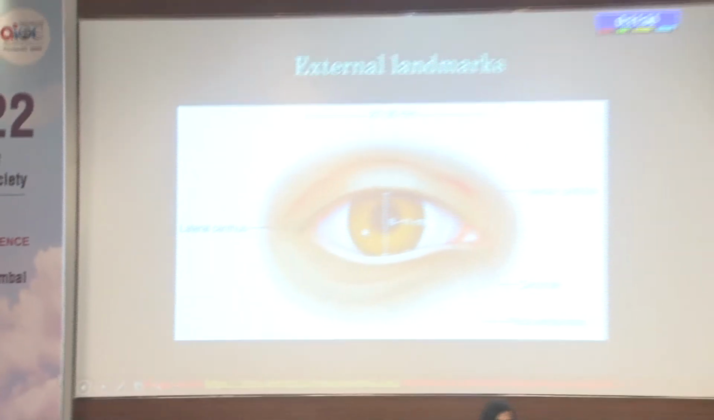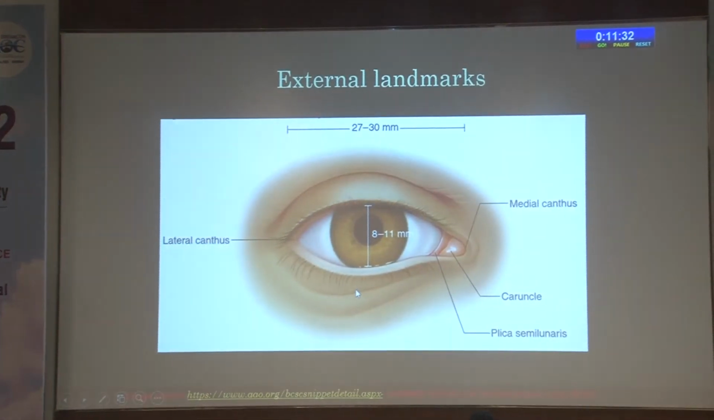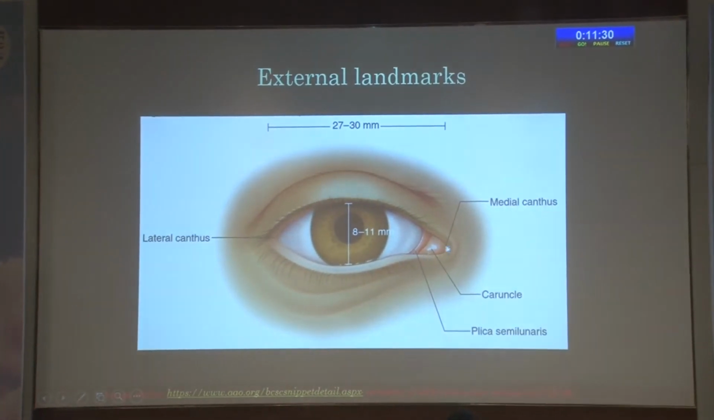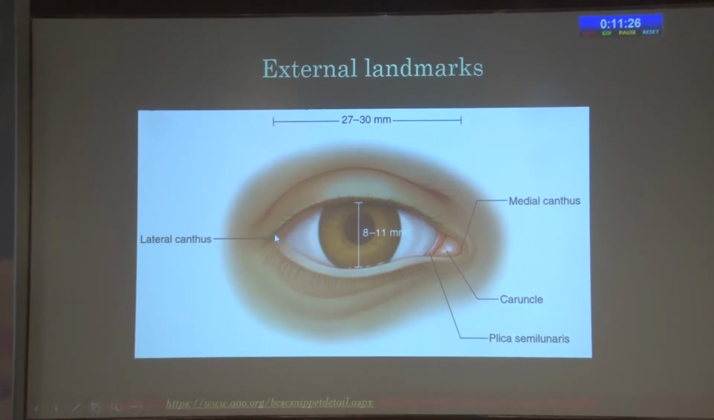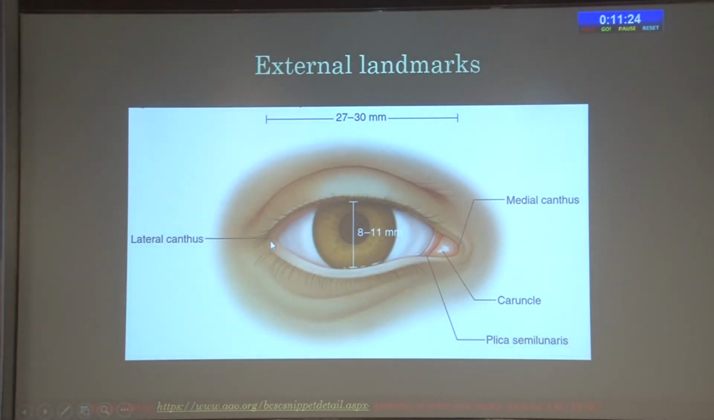To begin with, I will talk about the relevant anatomy. Externally, the eyelid, the horizontal palpebral fissure is about 27 to 30 millimeters, while the vertical is about 8 to 11 millimeters. The medial canthal angle is about 45 degrees, and the lateral canthal angle is about 60 degrees. The lateral canthus is typically about 1 to 2 millimeters above the medial canthus.